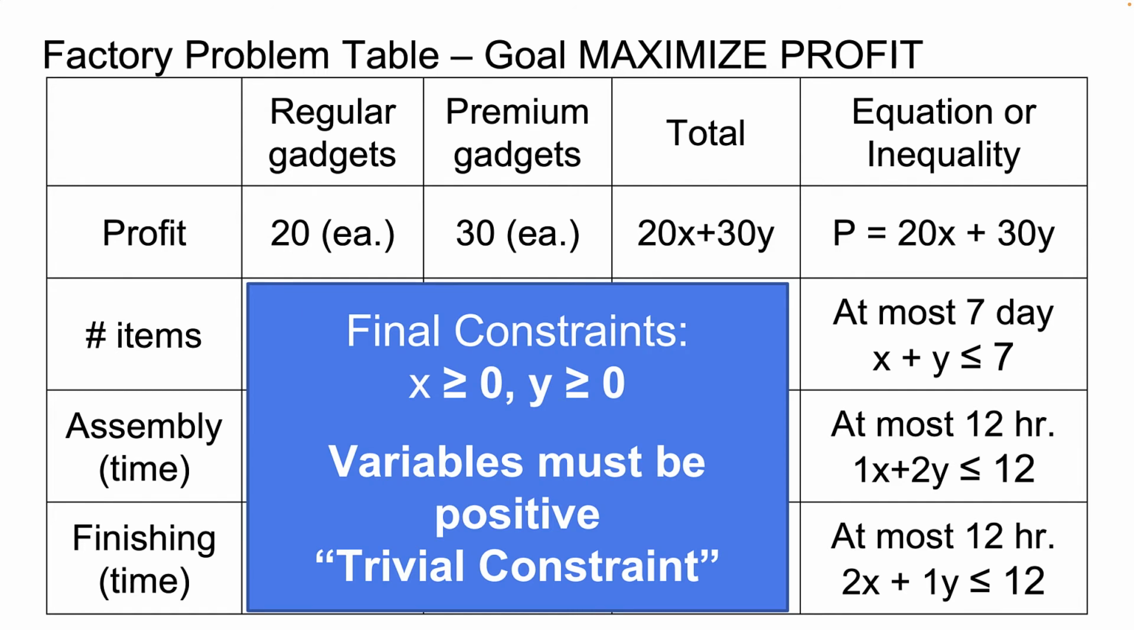And actually, there are 2 more final constraints. X has got to be greater than or equal to 0, and Y has got to be greater than or equal to 0. The variables must be positive. That's really true for all linear programming problems. These are referred to as trivial constraints because they tend to be implied that the variables have to be positive.